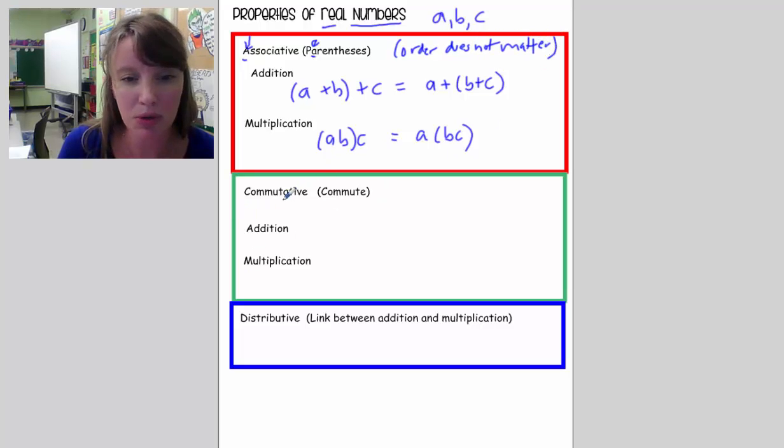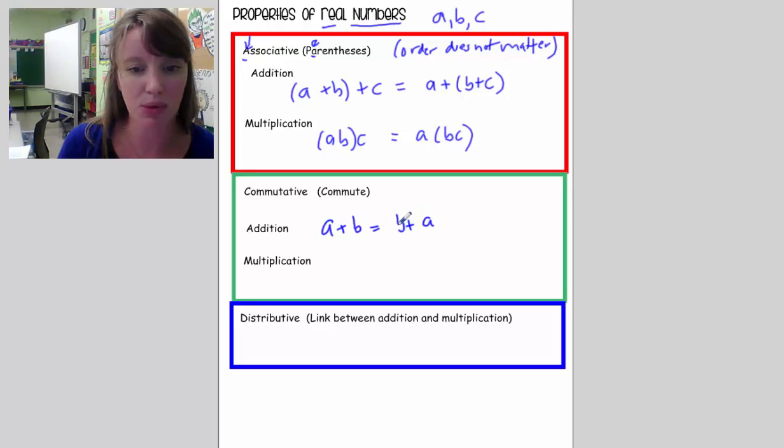The commutative property, I remember this as like commuting. I commute to work, so I move around where I am during the day. This is what the commutative property says: A plus B is the same as B plus A. With the addends, you can switch them around. The commutative property of multiplication says that A times B is equal to B times A.